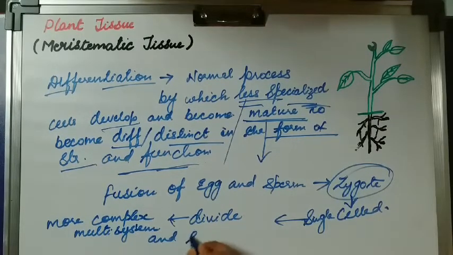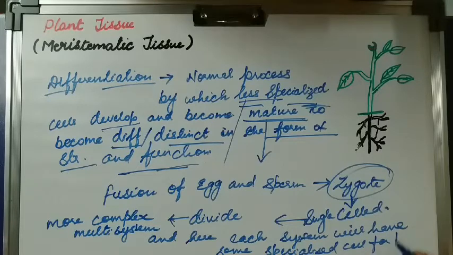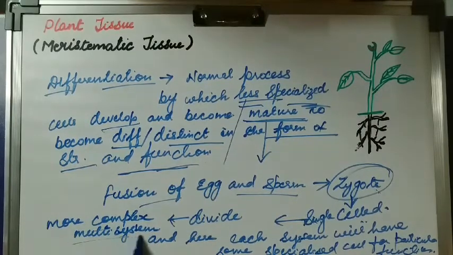And here each system will have some specialized cell for particular function. So when there's a fusion of egg and sperm, zygote is formed. That zygote is a single cell at this stage. This zygote will rapidly divide to form the more complex multisystem.